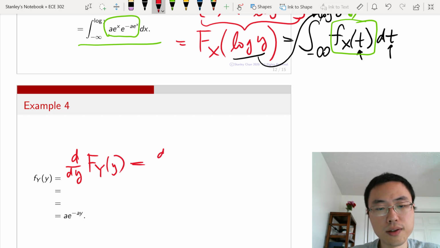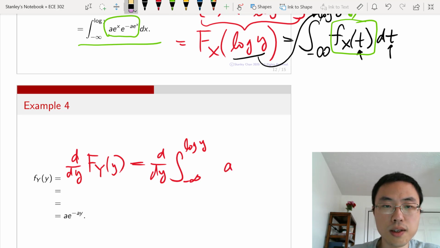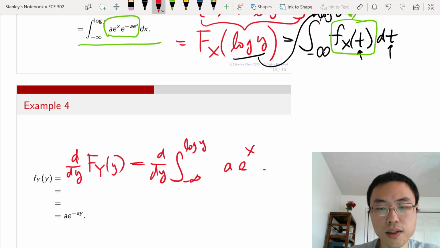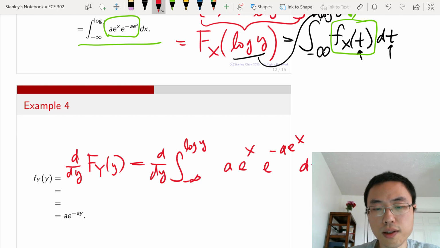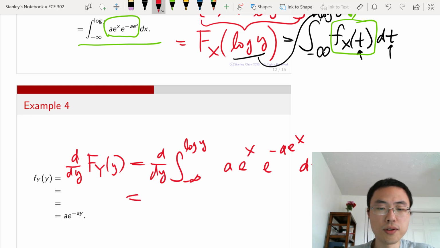And then that is d/dy of the integration from minus infinity to log y of some magical things, which is a e^x, and then e^(-a e^x), and then there's a dx over here. This is super complicated, but never mind. You're taking the derivative outside.